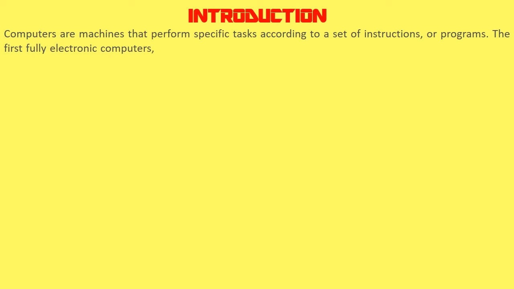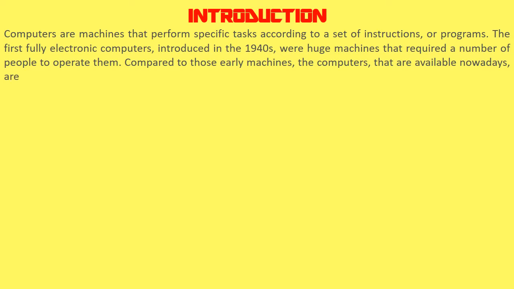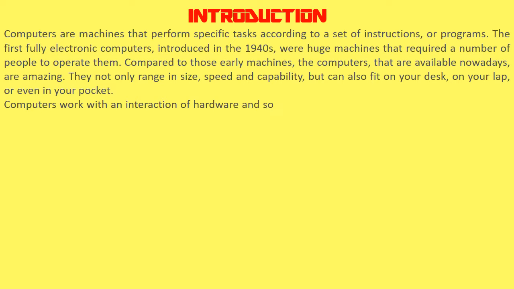First, fully electronic computers introduced in the 1940s were huge machines and required a number of people to operate them. Compared to those early machines, the computers that you are using today are amazing. They not only range in size, speed and capability, but can also fit on your desk, on your lap, and even in your pocket, like smartphones.